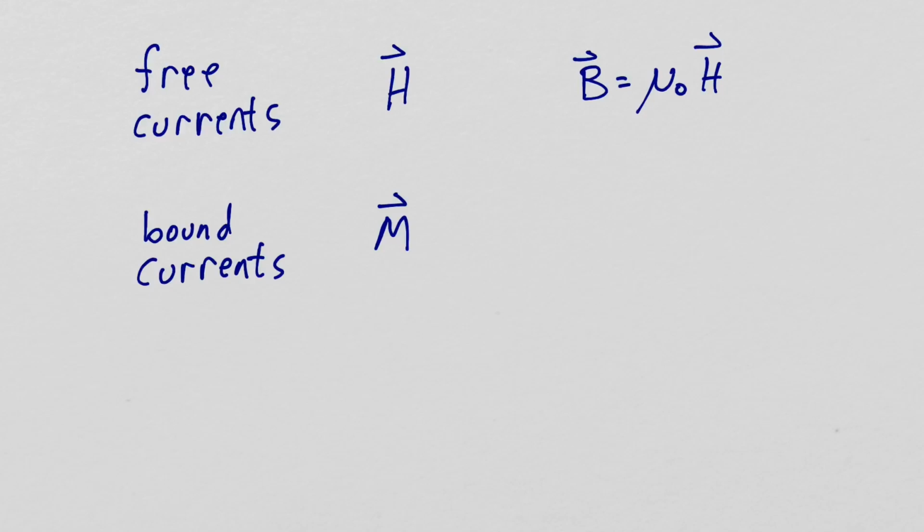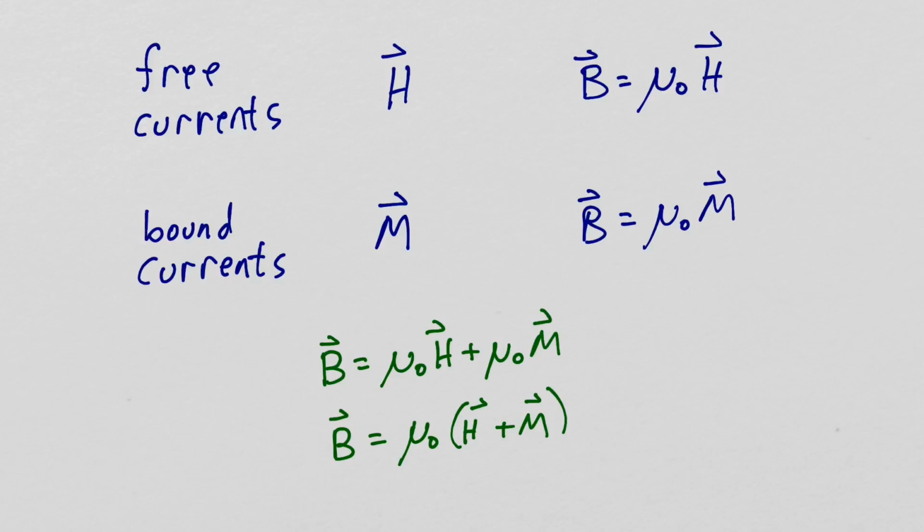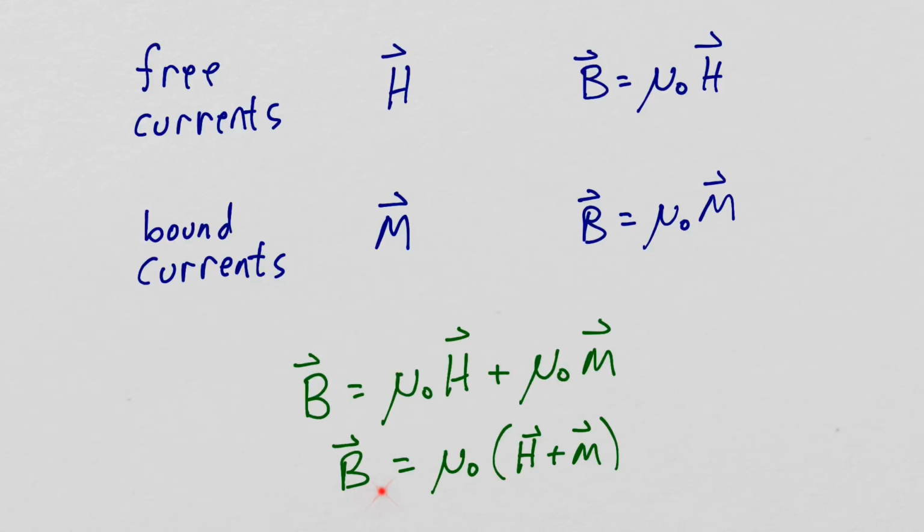So the magnetic flux density field will be that due to free currents plus that due to bound currents. So the magnetic flux density field is equal to the permeability of free space times the sum of the magnetic field intensity plus the magnetization. This is a general expression that holds in any situation for any material.